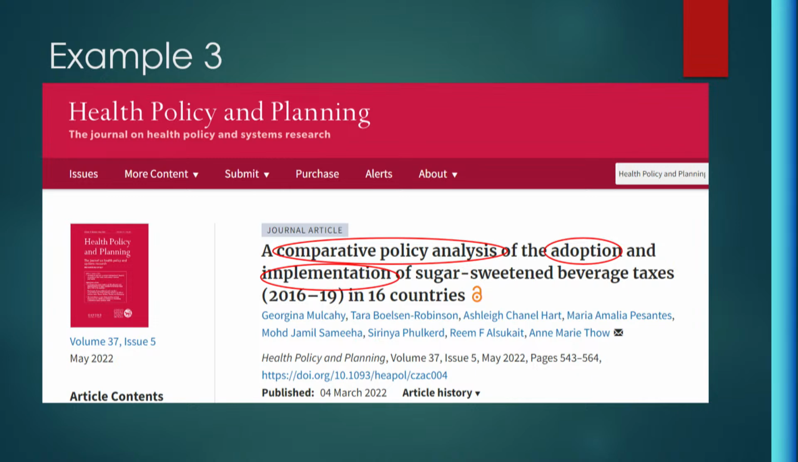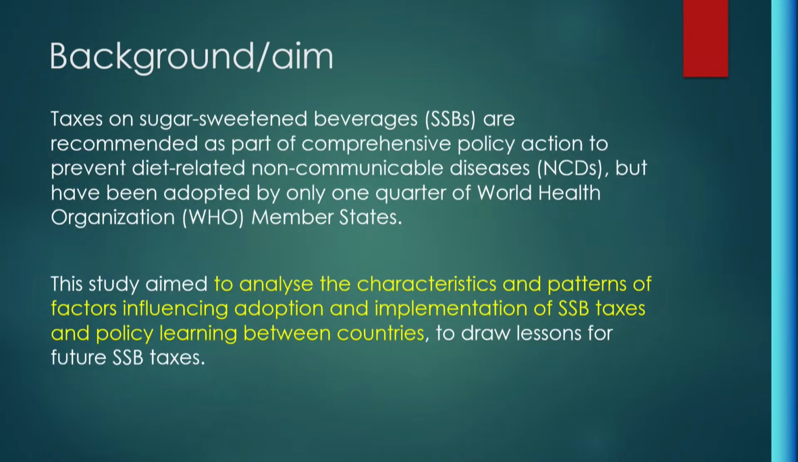So comparative, these are the three things. Let's look at it. Taxes on sugar-sweetened beverages are recommended as part of comprehensive policy action to prevent NCDs, but have been adopted by only a quarter of WHO member states. The study aimed to analyze the characteristics and patterns of factors influencing adoption and implementation and policy learning between countries. To me, that sounds quite realist.